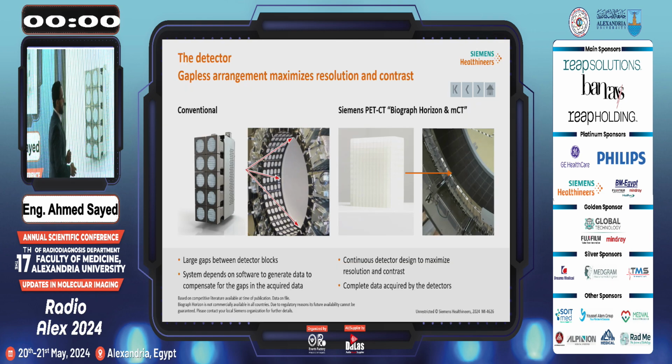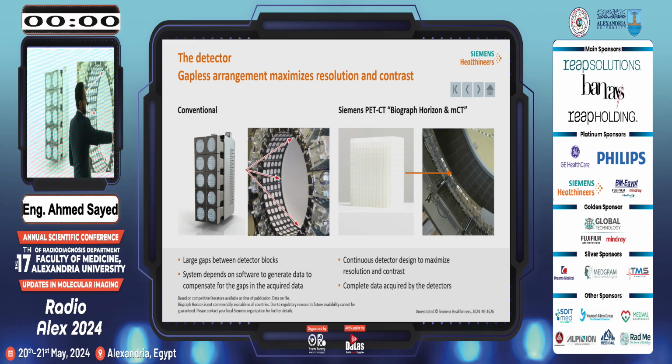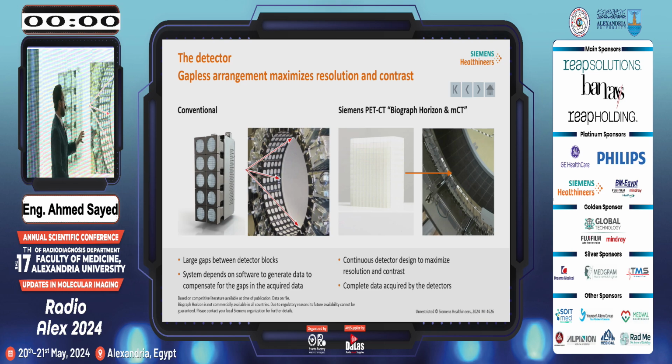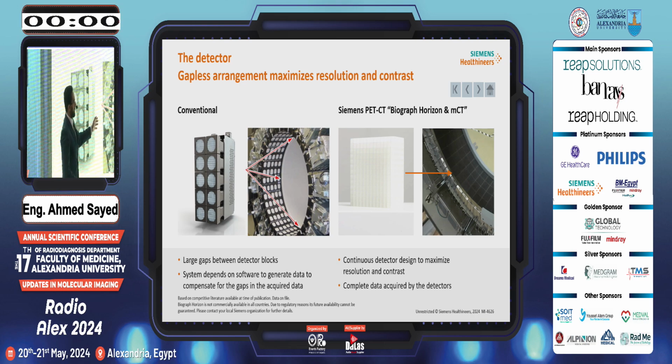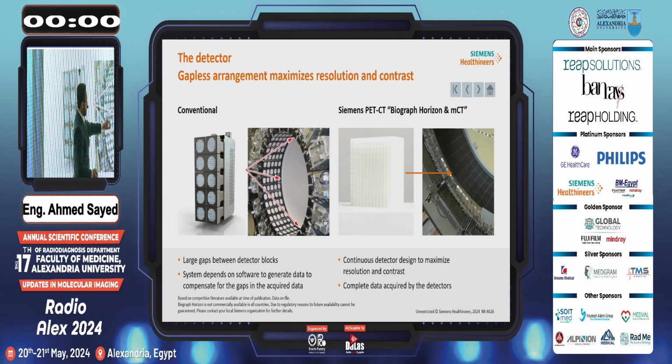Detector coverage. This is a conventional PET-CT, and this is our Siemens PET-CT gantry from inside. In the conventional PET gantry, you can see there are gaps between detectors. These are metal gaps, so we will lose counts and lose data. Data acquired here will be missed.